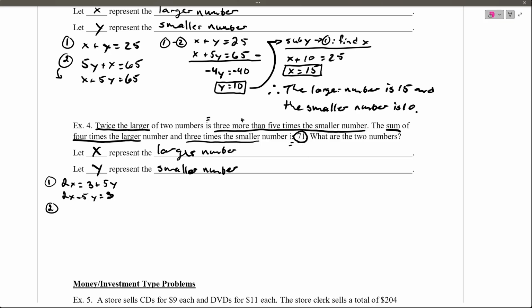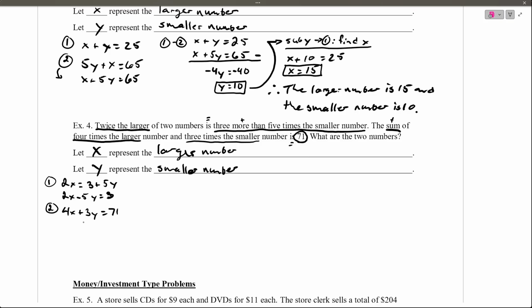So equation number 2. Now we got to look at it with the next piece of data. The sum, okay, so we're adding something. What are we adding? The sum of 4 times the larger number. So 4 times x, 4x plus, because it's a sum, 3 times the smaller number. So 3y is equal to 71.